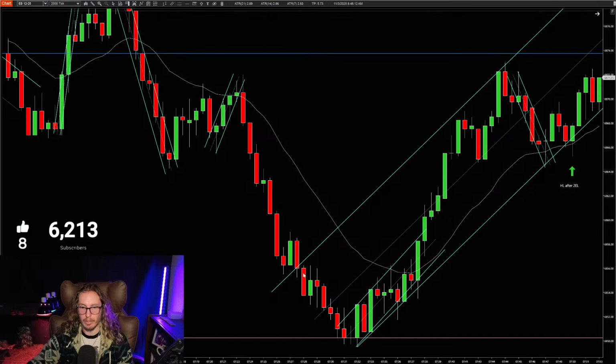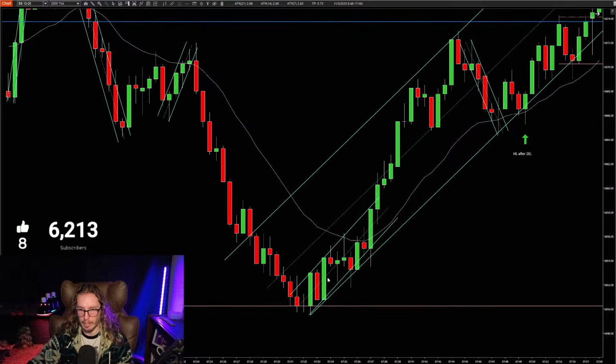From this high, there is like a first entry. You could look at that like a second entry long, but you can't pick a bottom like that. All these higher lows are on the wrong side of the EMA. Nothing really good in there.